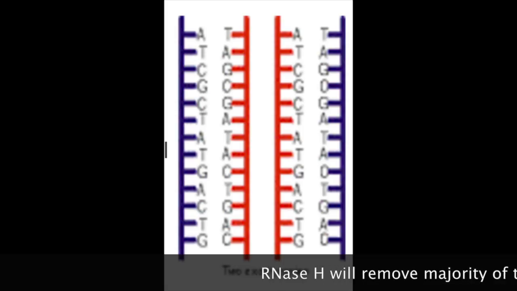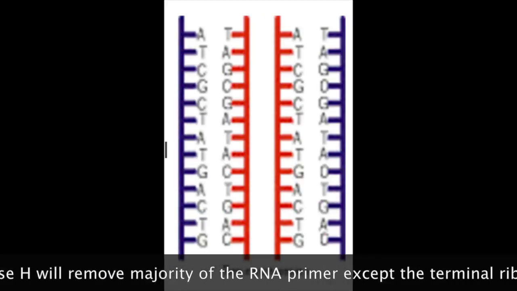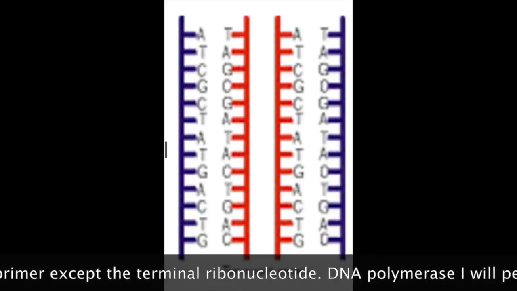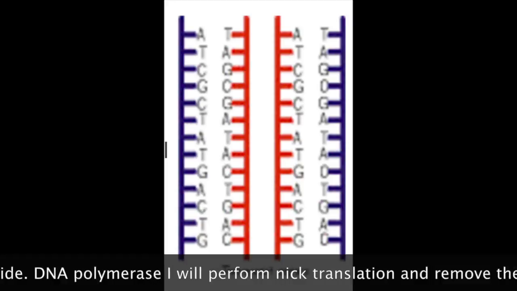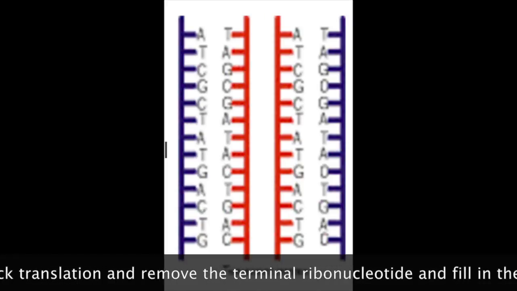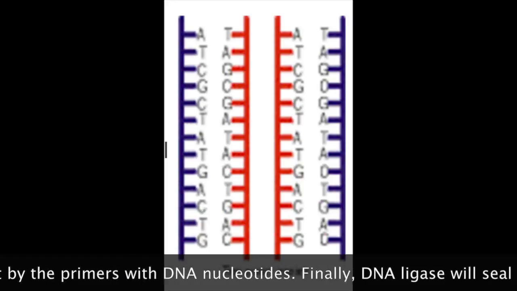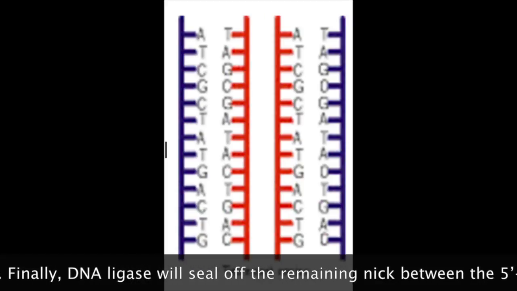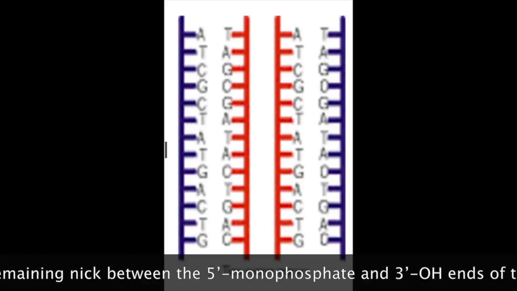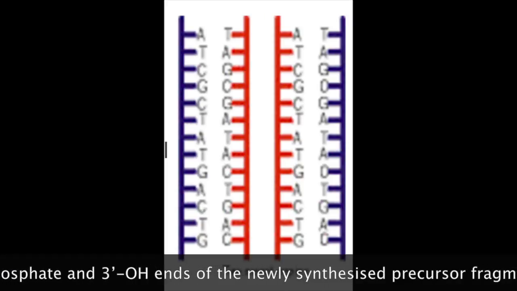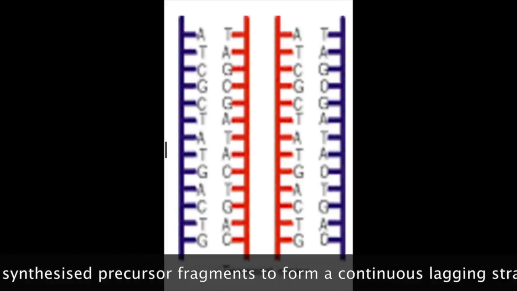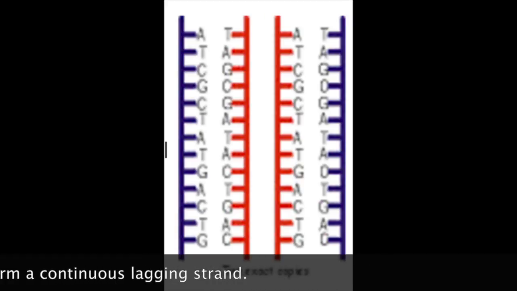RNase H will remove the majority of the RNA primer except the terminal ribonucleotide. Then DNA polymerase 1 will perform nick translation, remove the terminal ribonucleotide, and fill in the gaps left by the primers with DNA nucleotides. Finally, DNA ligase will seal off the remaining nick between the 5' monophosphate and 3' OH of the newly synthesized precursor fragments to form a continuous lagging strand.